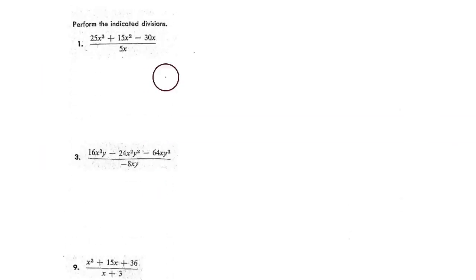Next is where we were learning division. We started by dividing polynomials by monomials. The technique is to divide each term by that denominator. So 25 divided by 5 is 5. X cubed divided by x to the 1 makes x squared. Now go to the middle term and divide. 15 divided by 5 makes 3, and x squared divided by x to the 1 makes x. Now go to the last term and divide. We get negative 6, because the x's cancel.